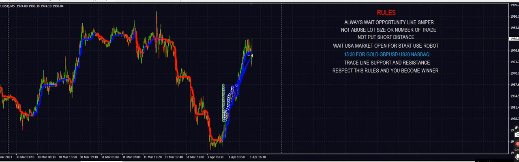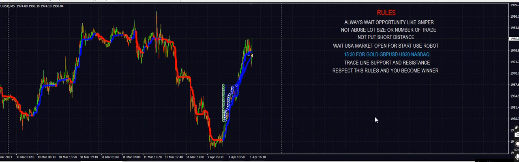Clearly, while abiding by the rules, you have to patiently wait for an opportunity, somewhat like a sniper who carefully observes and waits for the perfect moment to strike. Do not go overboard with the lots. So what I mean is, do not open an excessive number of large lots in comparison to the total number of trades that you make. Do not place a short distance on the pending orders. It is futile because you really have to allow the market to do its thing and trust the process.